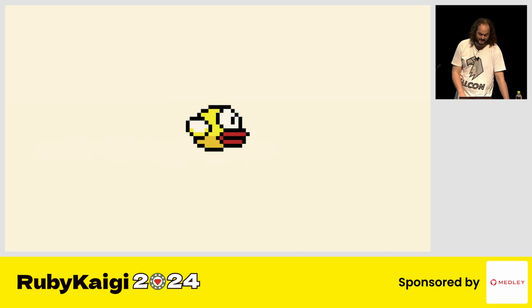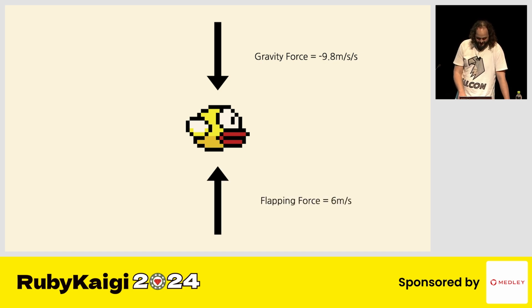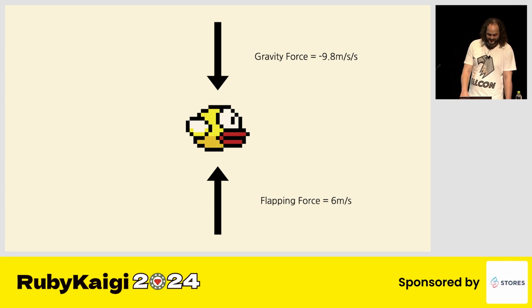Let's talk about physics. We have gravity, which is 9.8 meters per second squared and is a downward force acting on the bird. We have the flapping force, which we will model as an instantaneous upward velocity of 6 meters per second. It's not physically accurate, but it felt reasonable in playtesting.